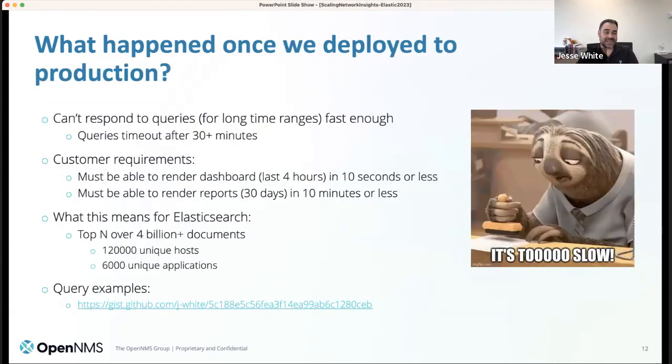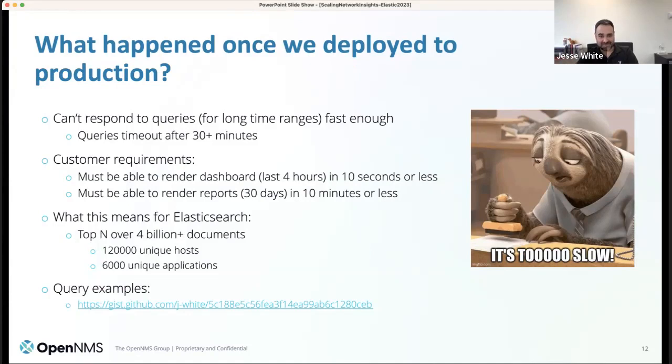So that's fine and well. Like I mentioned, that was Gen 1 of the solution. When we deployed this in production, we ran into a few problems. First, we found that we couldn't respond to many of the queries fast enough. If you were trying to generate reports around trends, looking at days or weeks, some of those queries took 30 plus minutes to render. We tweaked timeouts on all the different services, but still couldn't cut it.